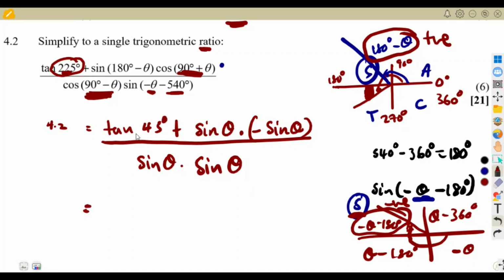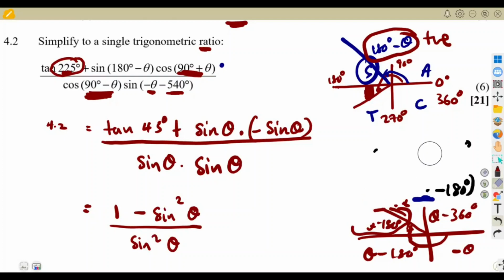All right, anyways, let's simplify. From your calculator, you can even simplify this. Tan 45 is 1. Plus and minus, here that will be a minus. Sine times sine represents what? Represents sine squared theta. Everything over what? You're going to multiply this part, sine and sine again. It represents what? Sine squared theta. That is what you're going to have.